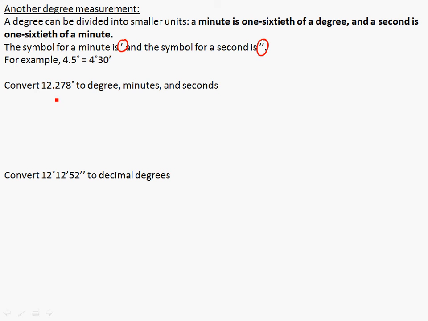So how do you go from degrees that are given as a decimal degree, so this is decimal notation, which is what we need to use a calculator, right? How do I go from there to something that is in degrees, minutes, and seconds? Okay, so this is the way you do it. The first part's going to be the same. So we have 12 whole degrees, and then plus, we have 0.278 left.